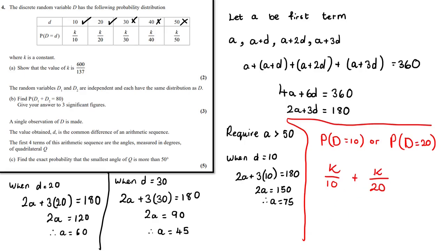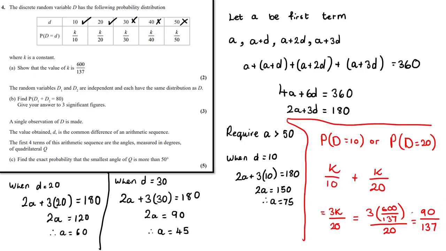So in that case, simplifying this, if we put this over a common denominator, this is 2K over 20 plus K over 20, giving me 3K over 20. But we know what K is. K is 600 over 137. So we can simply work out the exact value here. That's 3 lots of 600 over 137 all over 20. And if we simplify this, making sure we give its exact probability, what I get here is 90 over 137.